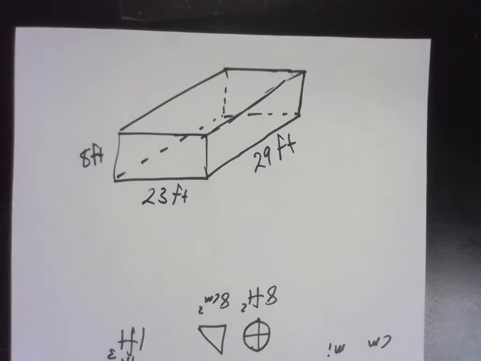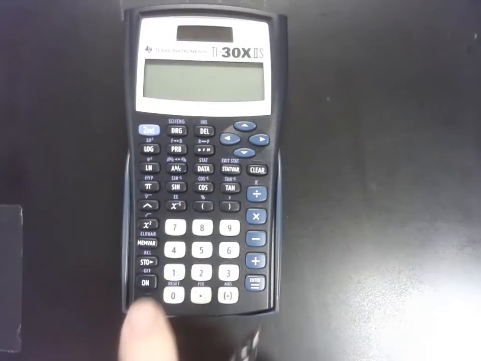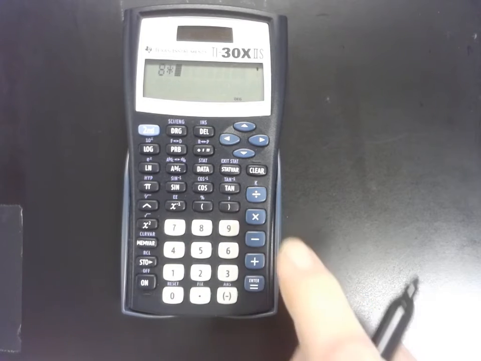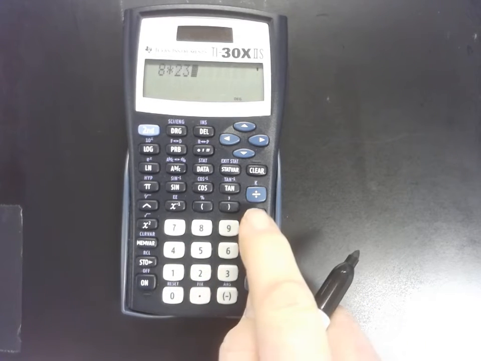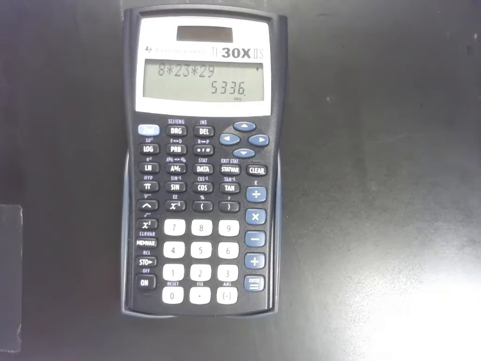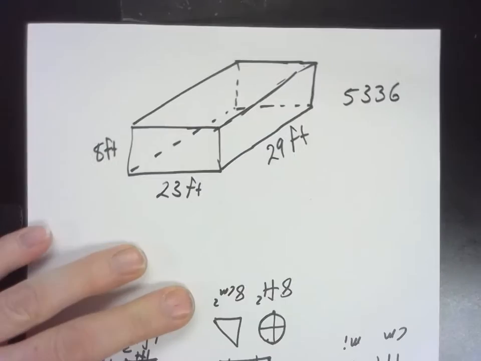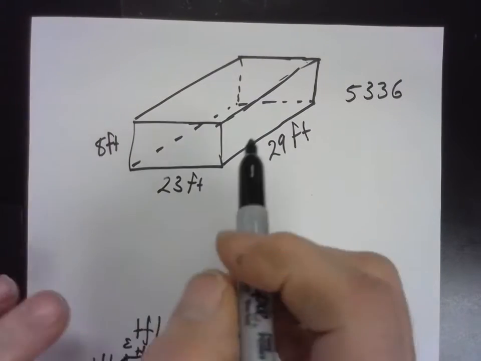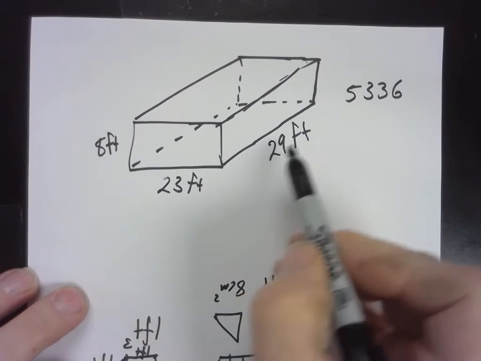And to find the volume, to figure out how many of these it would take to fill up our entire room, what we do is we multiply those three dimensions. We multiply 8 times 23 feet wide times 29 feet long, and we end up with 5,336. But we don't just do that. Feet times feet times feet.